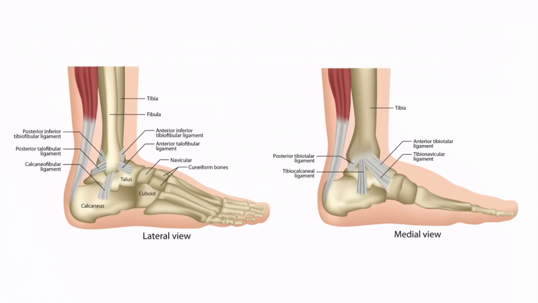From the overview image, notice that the ATFL is right here. So an injury presents with pain along the lateral aspect of the ankle joint, right here. All of the other choices in the question were medial ankle ligaments over here.